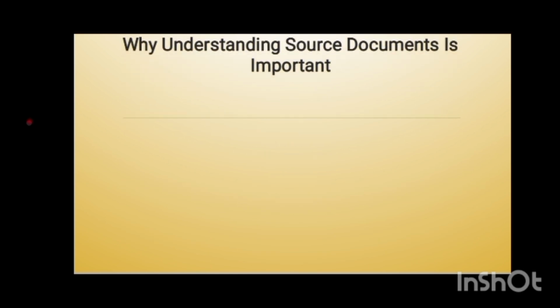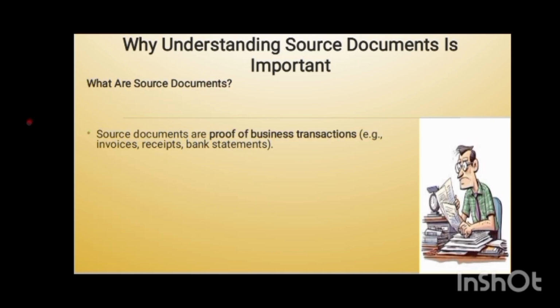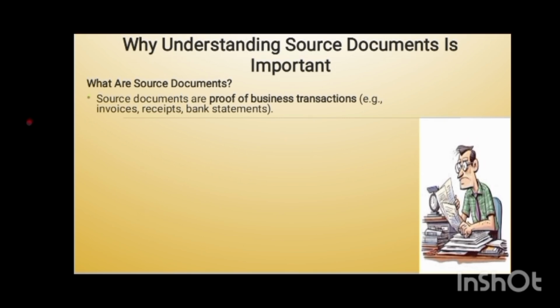But to know about a journal entry, to post the journal entry, first we must understand the source documents, why they are important. So, what are source documents actually? Source documents are the proof of business transactions. For example, these are invoices, receipts, bank statements. They show us what the business is purchasing, what it is selling, where it is spending, from where it is getting money. So these are the documents, means these are the proofs of the business, right? So they are very important.